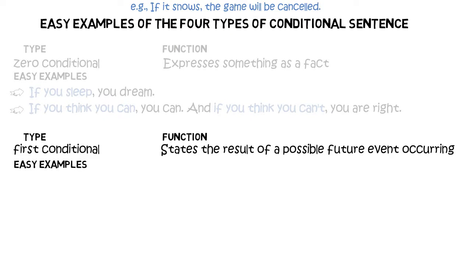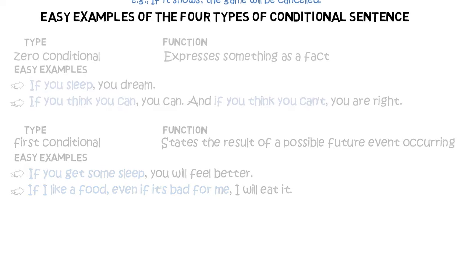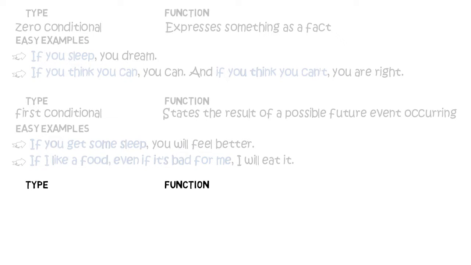Let's look at some easy examples of the first conditional. If you get some sleep, you will feel better. If I like a food, even if it's bad for me, I will eat it. So in all of these examples, the if clause is in blue.